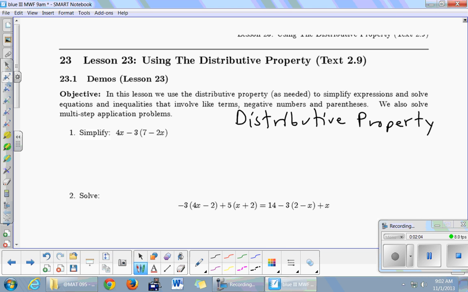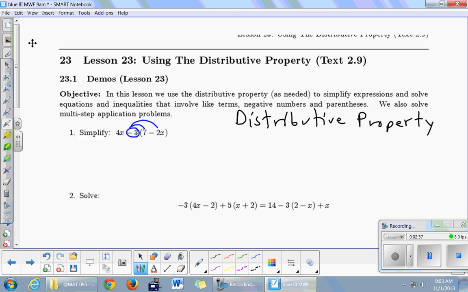The distributive property applies when you have a number on the outside of parentheses, and inside the parentheses is addition and/or subtraction. What this distributive property says is that this 3 comes in and multiplies by the 7 and multiplies by the 2x. It distributes through. But I'm going to say things slightly differently than I just said. I'm going to say it's a negative 3 out here that's going to come in and hit both of these terms. So let's give this a shot.